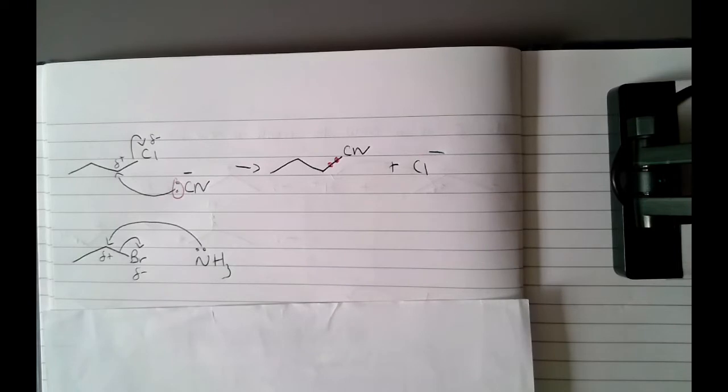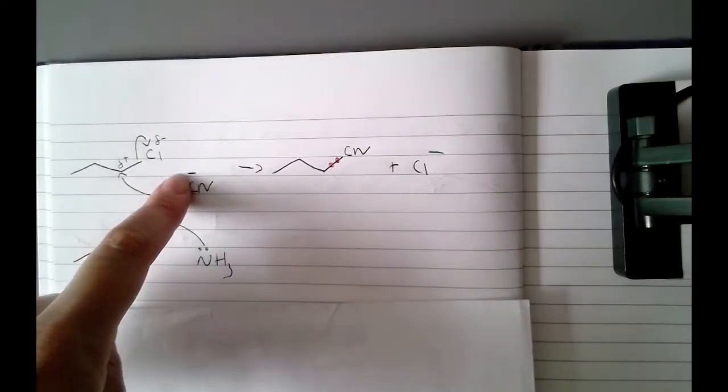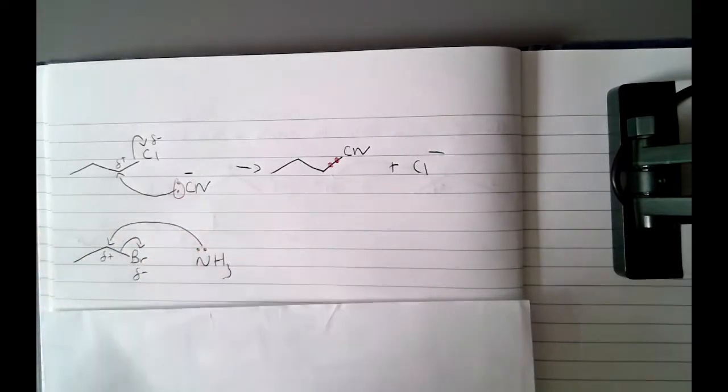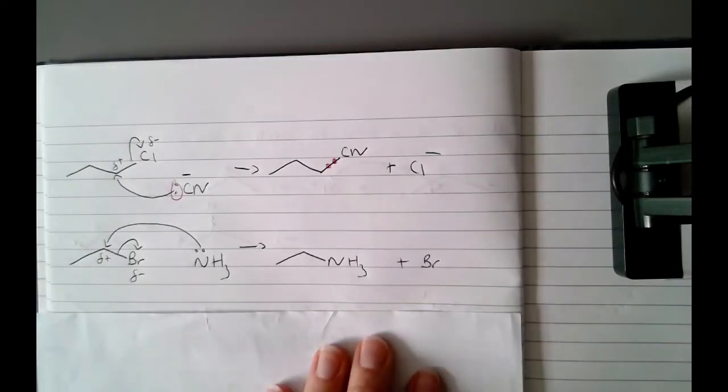Right, have a go at the next example. Very similar, but pay attention to your charges. Here, I had something negative at the start. Here, I do not have something negative at the start, so pay attention to your charges when you have a go.